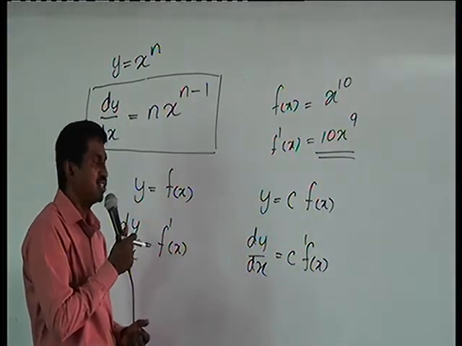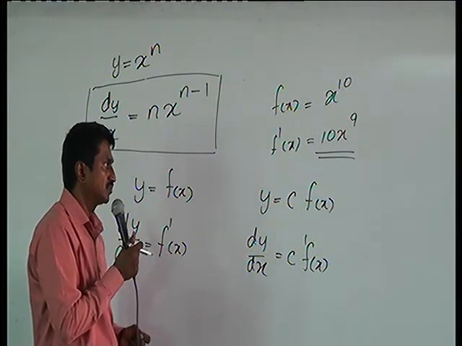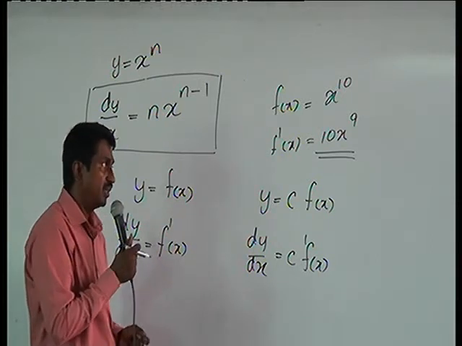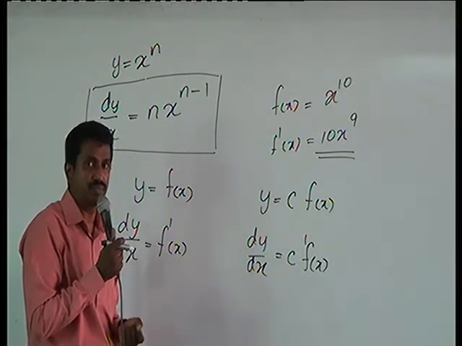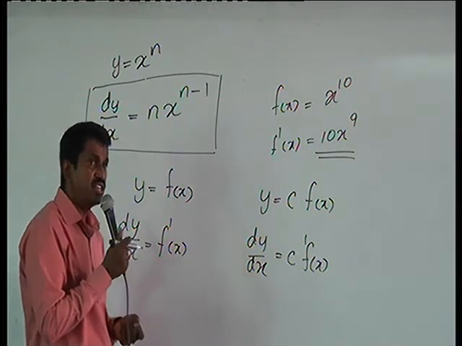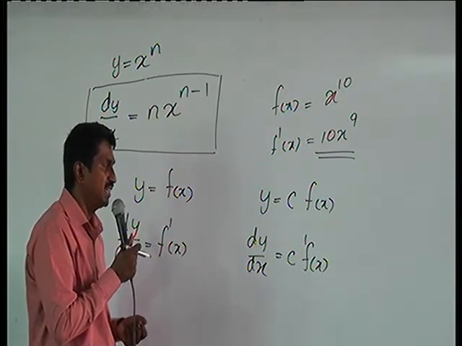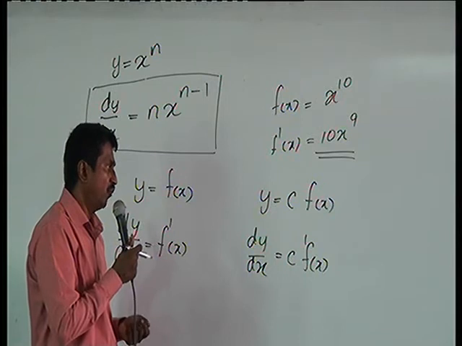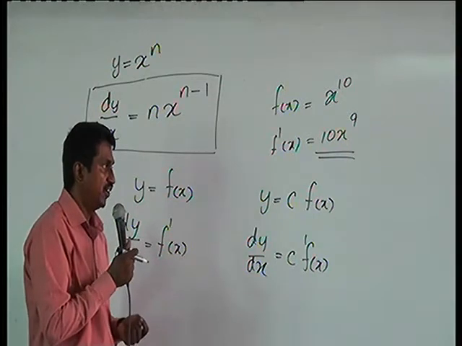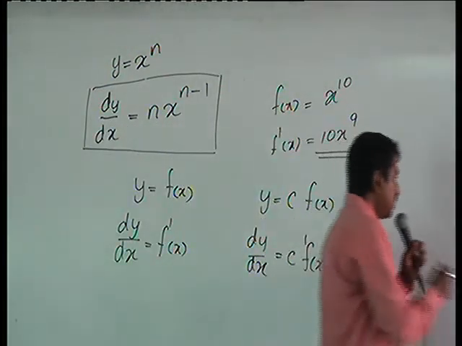If a function is multiplied by a constant, then that becomes a coefficient. When you differentiate a function with a coefficient, keep the coefficient as it is and differentiate only the variables. Okay, we'll do an example.